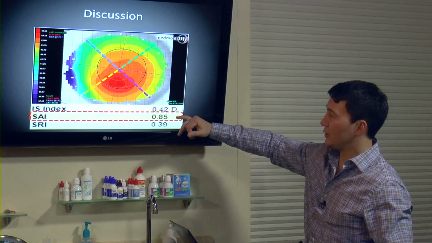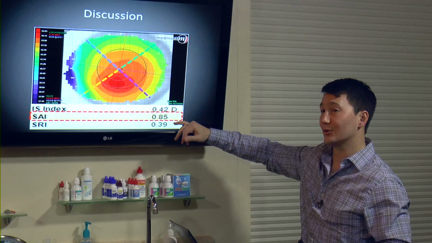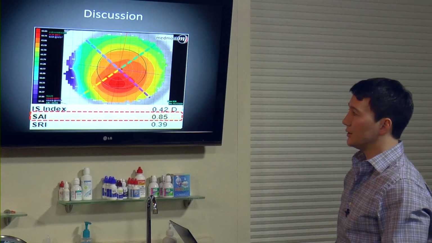But this patient has 0.85. The threshold for disease is 1.0. So this patient is still below the threshold in both these indices.